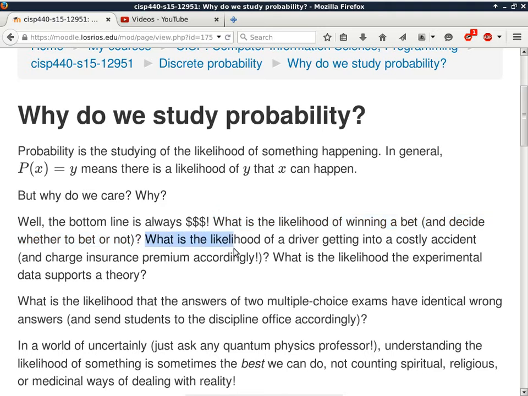Okay, next one. What is the likelihood of a driver getting into a particular costly accident? And as a result, we have to determine the insurance premium accordingly. Is that making any sense? From the perspective of insurance companies, they have to study probability because they want to be able to set the premium of automobile insurance.